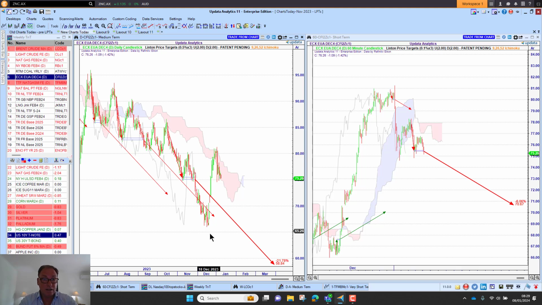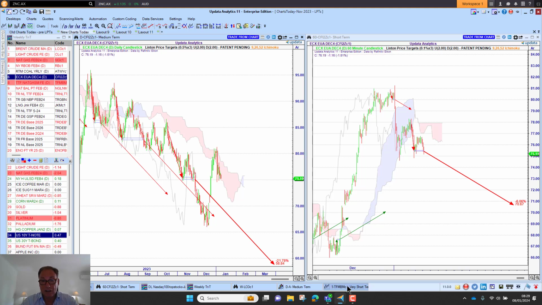So this rally, you do get quite often sharp relief rallies where you get big counter-trend moves, but we are still below the cloud on the daily with these downside targets. So whilst we had that flurry in emissions, it's back to looking pretty bearish. So really quite interesting there.